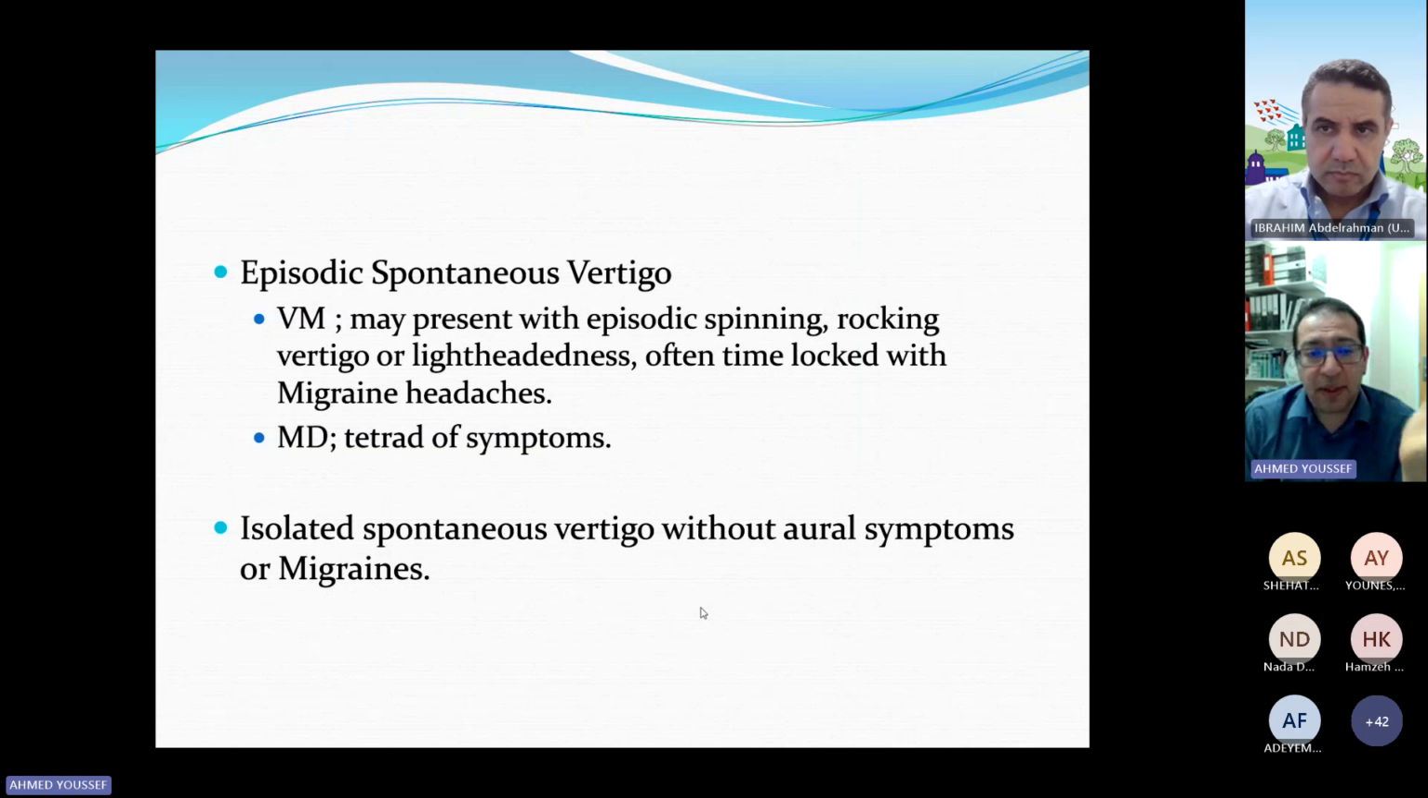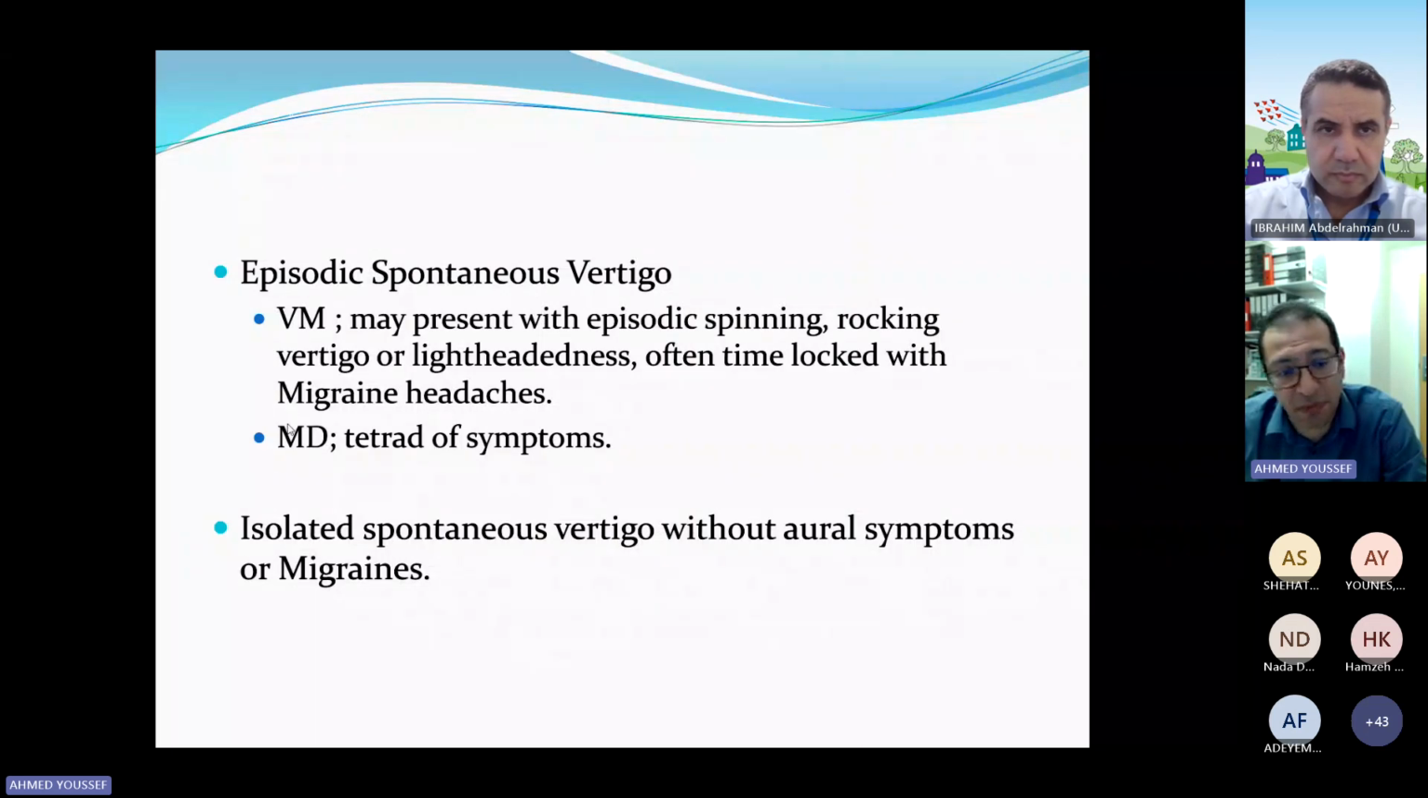So the problem that happens when we see cases of episodic spontaneous vertigo, as we all know, this could be vestibular migraine, could be Meniere's disease. Migraines can present as episodic spinning, rocking vertigo, could be lightheadedness, and often it is time locked with migraine headaches. Meniere's disease has the usual tetrad of symptoms. So what about the isolated spontaneous vertigo without aural symptoms or migraines?